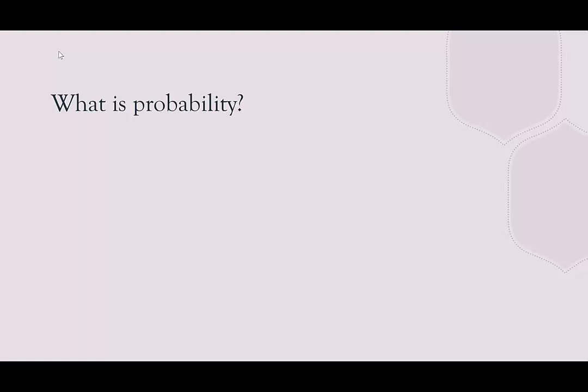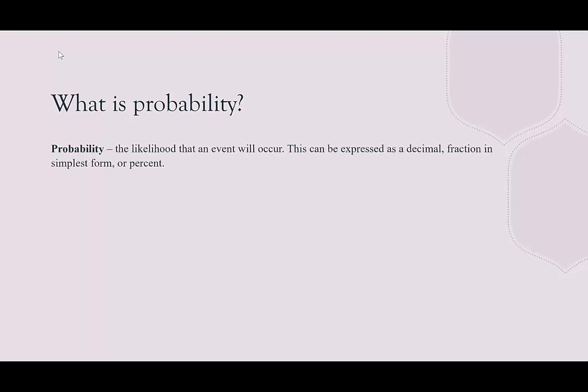So what is probability? Probability is the likelihood that an event will occur. This can be expressed as a decimal, fraction in simplest form, or a percent, and really all three ways are used interchangeably, especially depending on what course you're in. In statistics, they use a lot of decimals. In a lot of places we see percents and very frequently we also see fractions. So all three of these are solid ways to express a probability.